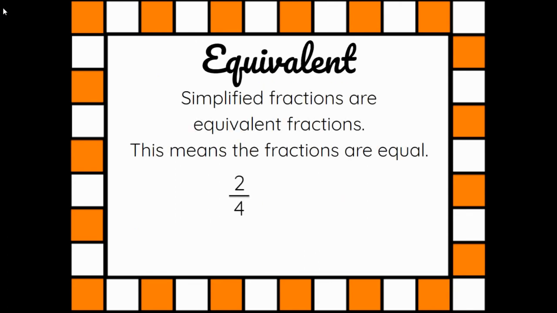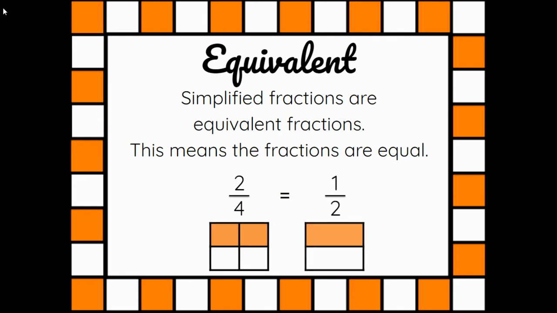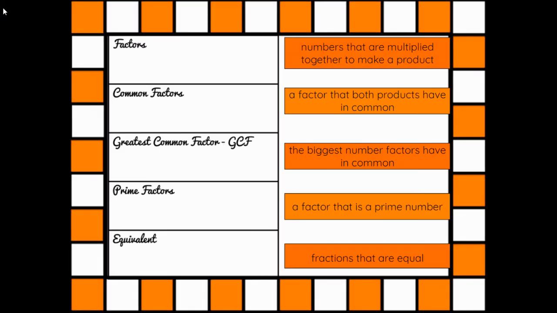Simplified fractions are equivalent fractions. Those are two fractions that are equal. They take up the same amount of space. They just might be cut into different sized pieces. So think of it like a chocolate bar. If you buy it in the store and it's whole versus you buy it in the store and it's broken up into pieces, it's the same amount of chocolate.